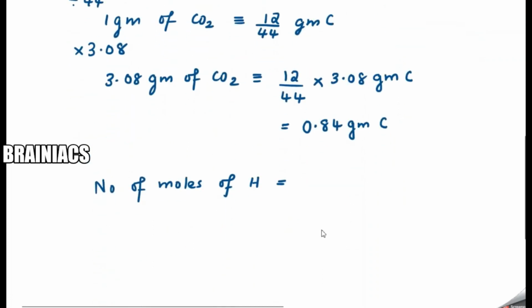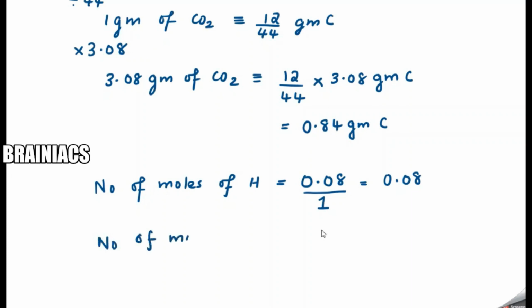So we will say 0.08 divided by the mass of hydrogen. We know the mass of hydrogen is 1, so we will get this as 0.08. Correct? Similarly, the number of moles of carbon is equal to weight in gram.